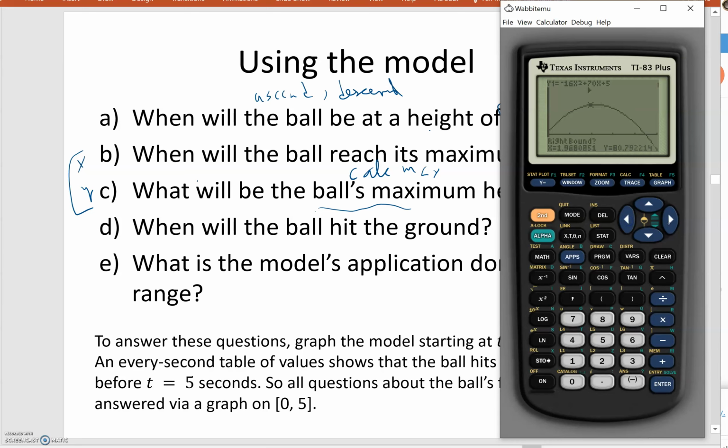Okay, left bound, right bound, and my guess. And there we go. There is our maximum. So 2.19 is the answer for B, and 81.56 is the answer for C. All right, we will do D and E in the next video.